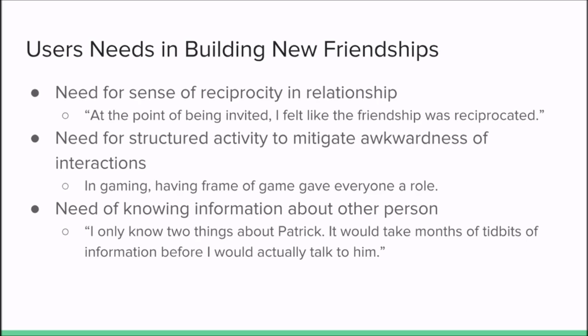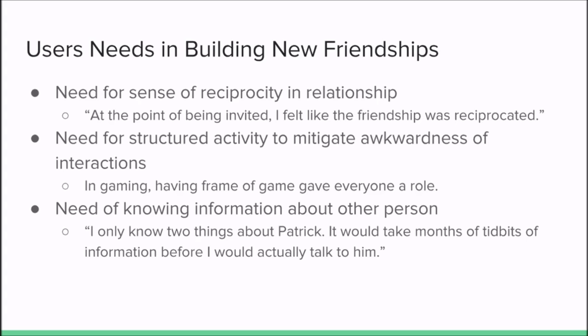There was a need for a structured activity to mitigate awkwardness in interactions. In gaming, having the frame of the game and the role of what each person should do helped facilitate these interactions, so it was less awkward and more enjoyable and easier to get to know the other people.